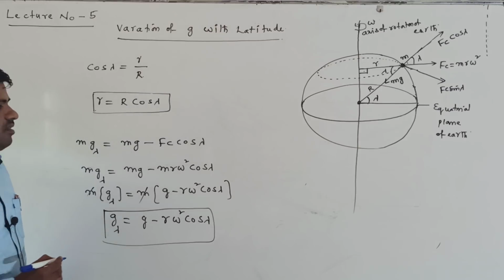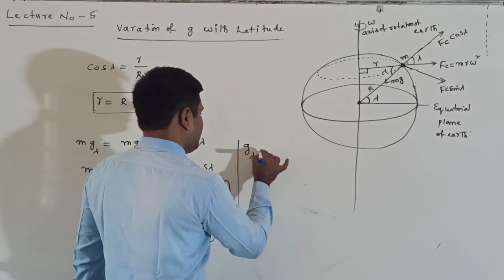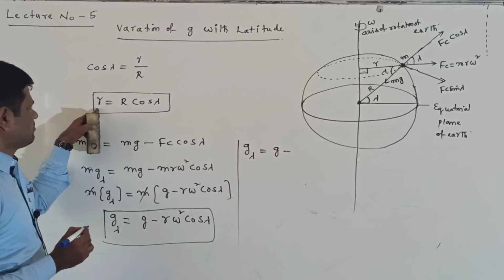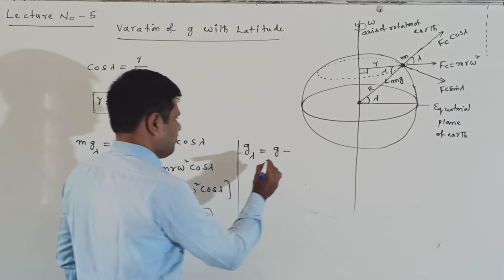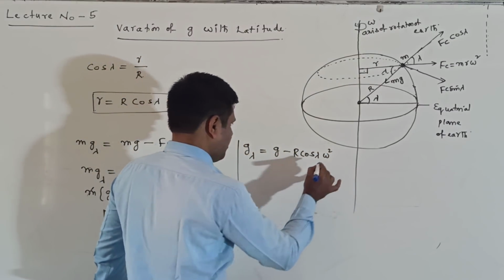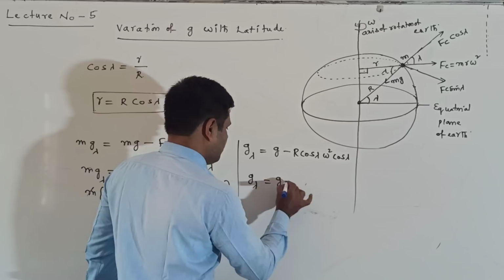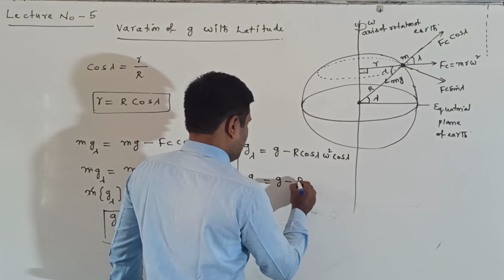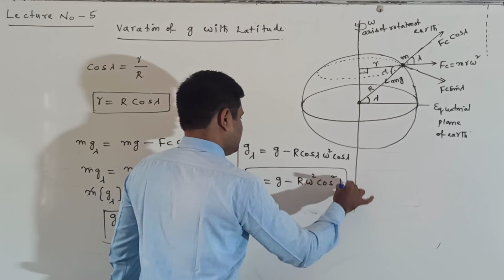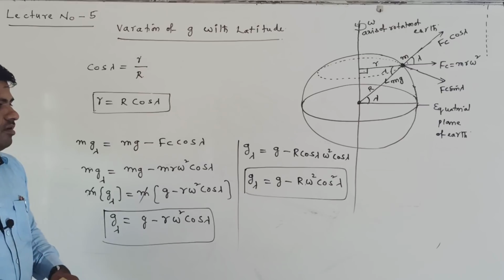This is one formula. Or this formula changes as g lambda is equal to g minus, in the place of small r, I am writing r cos lambda. So r cos lambda into omega square cos lambda. Now this formula can be written as g lambda is equal to g minus r omega square cos square lambda. This is the formula for the variation of g with latitude.